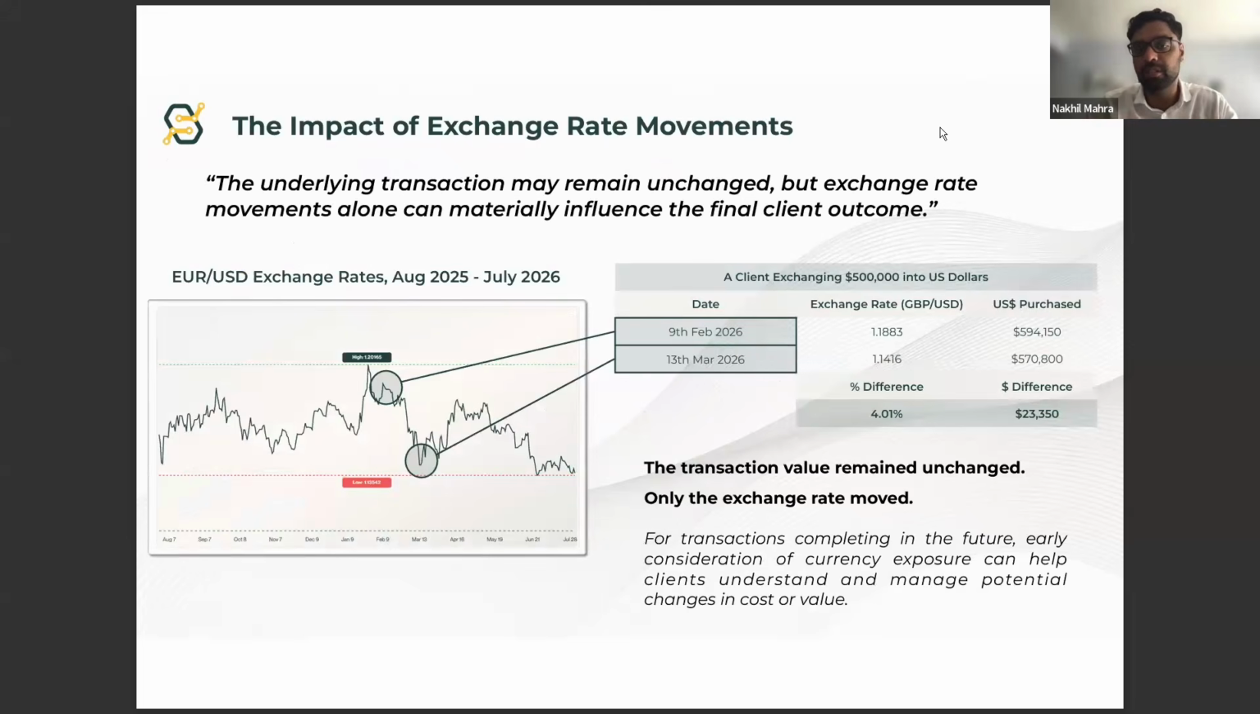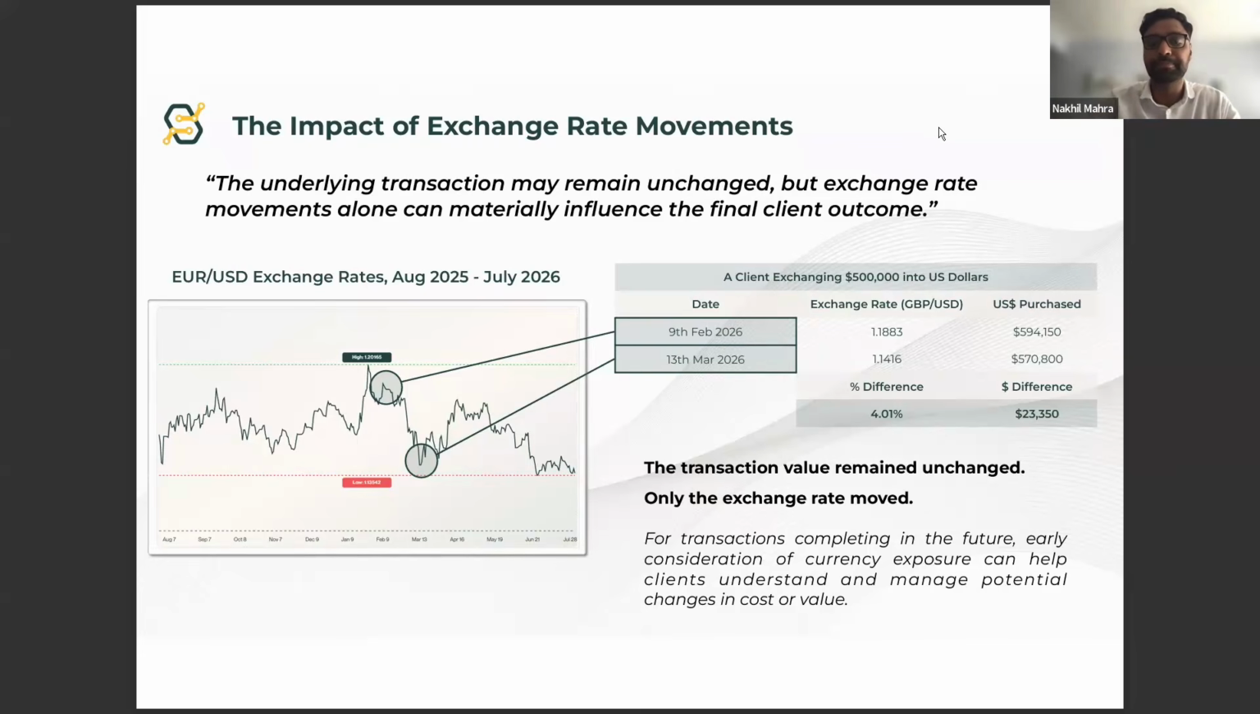Next one, please. So just an example of how currency rates can fluctuate. If you look at 9th of Feb 2026, dollar euro rate 1.18, coming down to March 1.14, 4% difference. So if you look at 4% on say $500,000, that's a $20,000 swing against you, or in this case, for you when you're selling sterling.